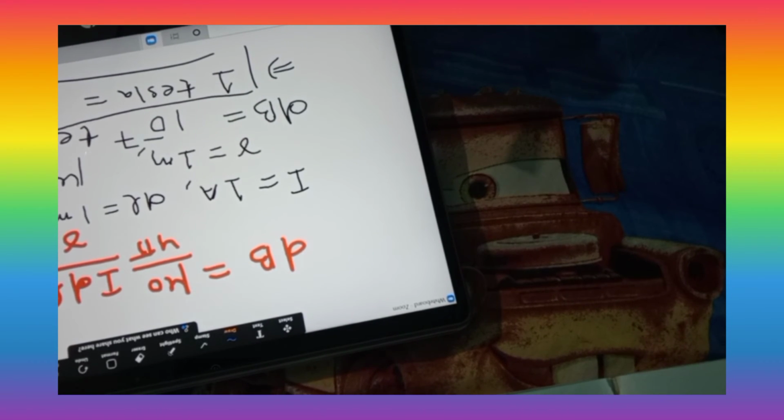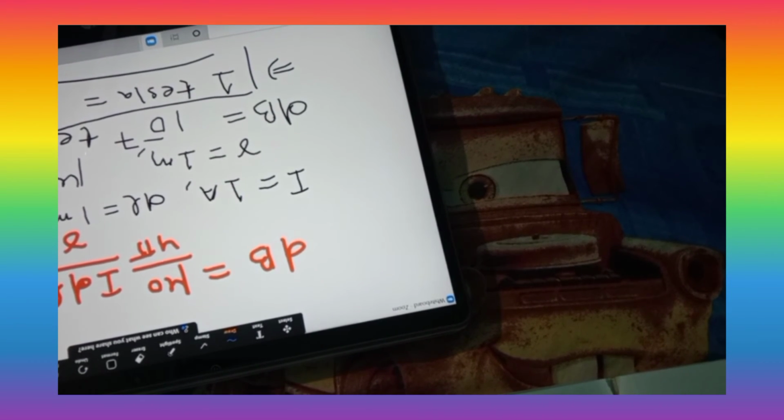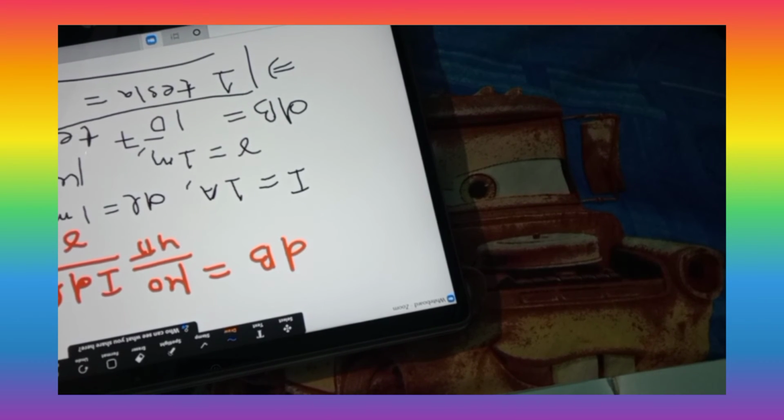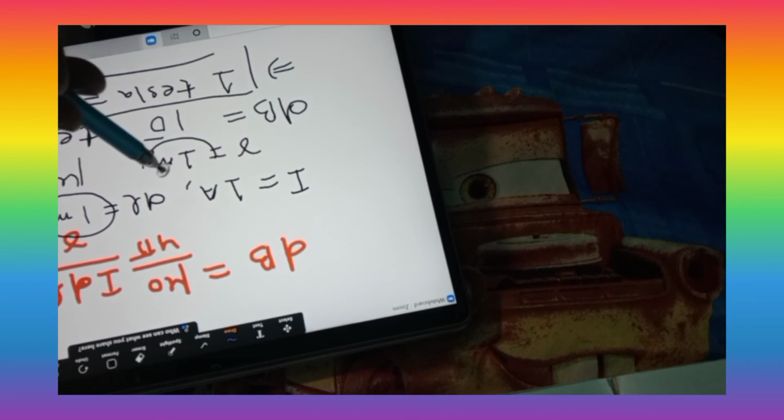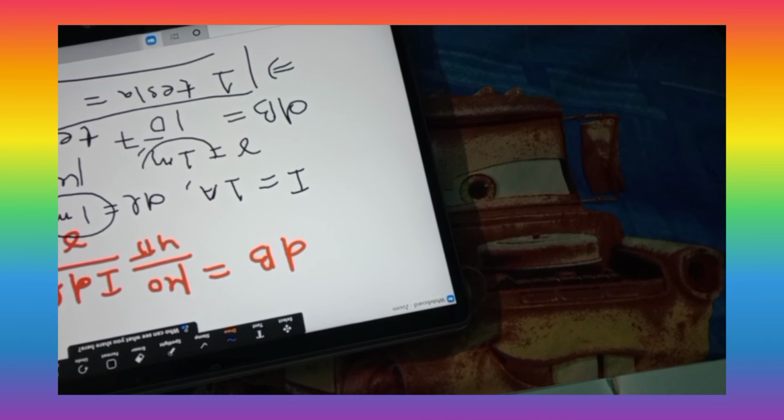What is the meaning of that? 1 Tesla is 10 to the power 7 times the magnetic field produced by a conducting wire of length 1 meter and carrying an electric current of 1 ampere, at a distance of 1 meter from it and perpendicular to it. So you can define 1 Tesla.